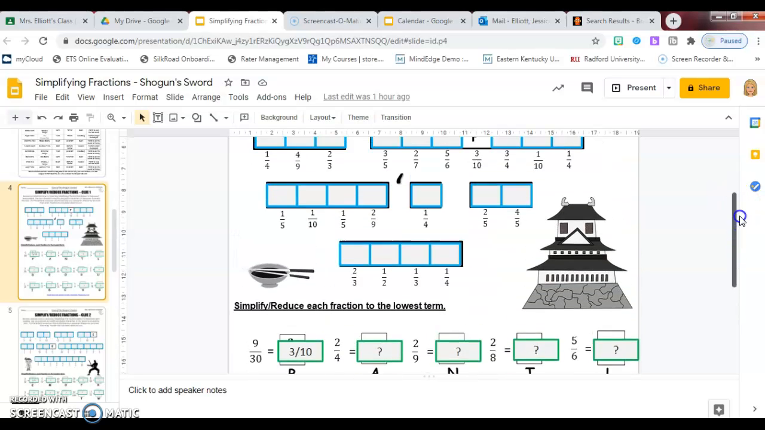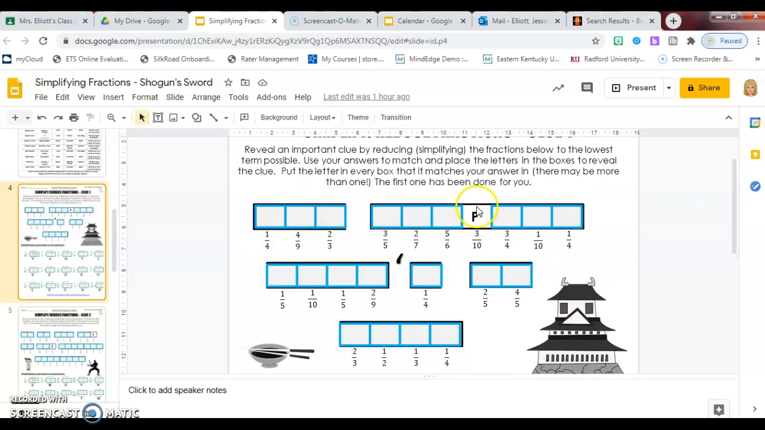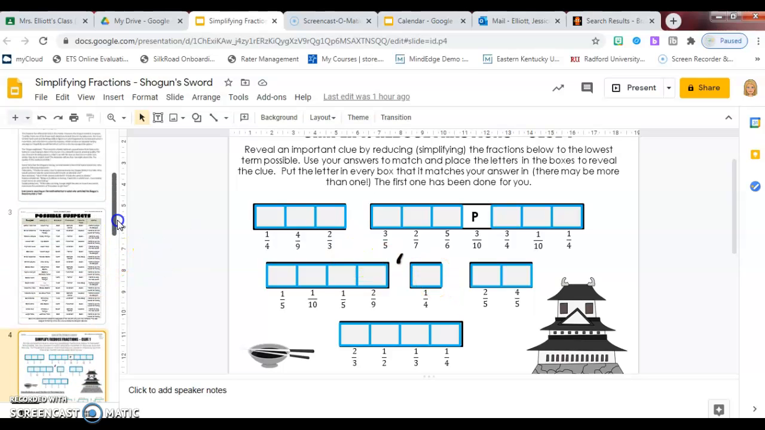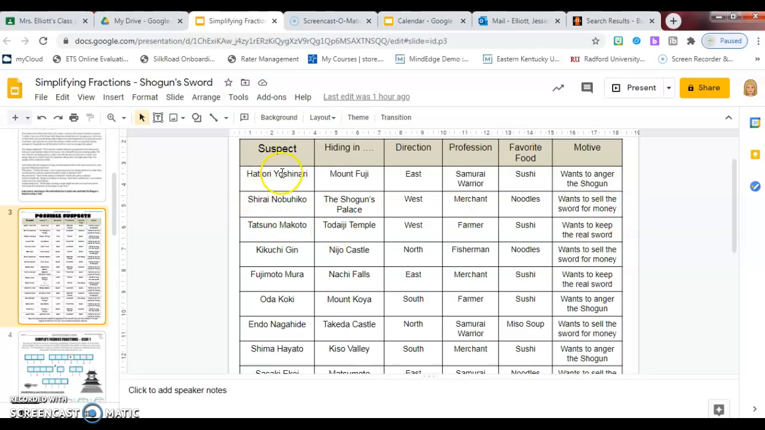And when you're done, this should tell you a clue. And if it doesn't make sense, then you've messed up. This is a way to self-check, okay? And it's going to tell you a clue about something. It's going to tell you, like, this will be when you go back to your possible suspects. It's going to tell you, like, where they're hiding or which direction they're going or profession or food. It's going to tell you something, and it's going to help you eliminate some suspects, okay?